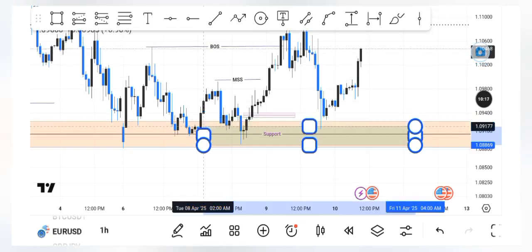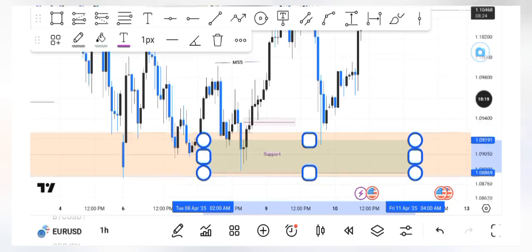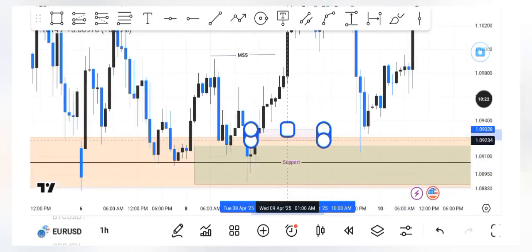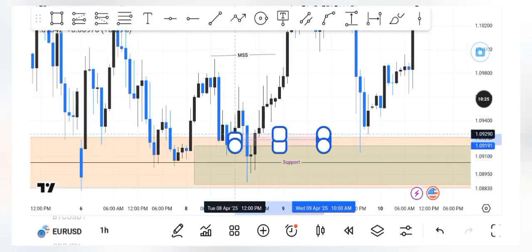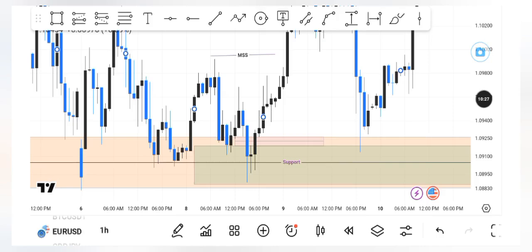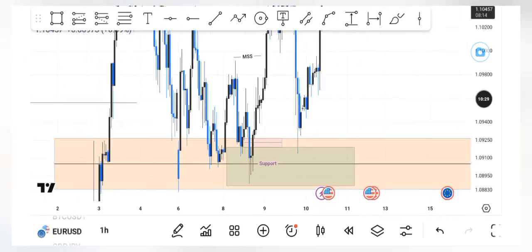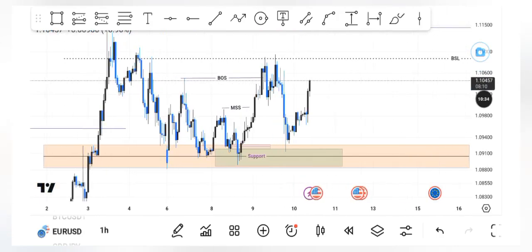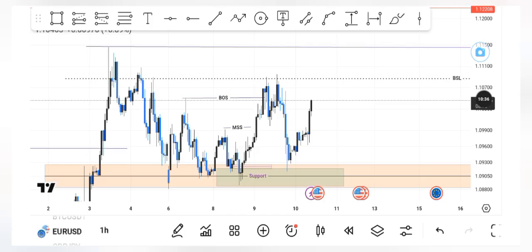I'm also seeing an imbalance on the 1 hour as I refined. It's still there, as you can see. We're still going bullish, and this shows how I took this trade, how I took this massive trade.